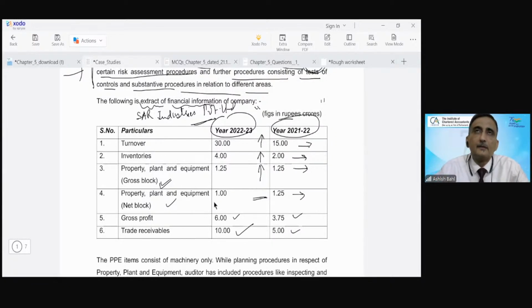Yes. So you understand these figures, students? No problem till now. What do we understand by these figures? These should be clear to you. Nothing, no complication is there.